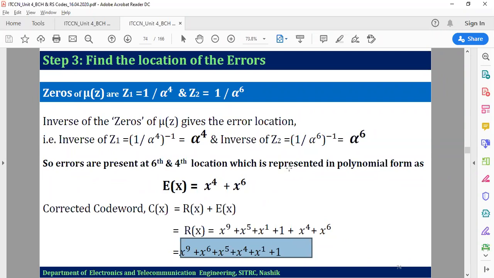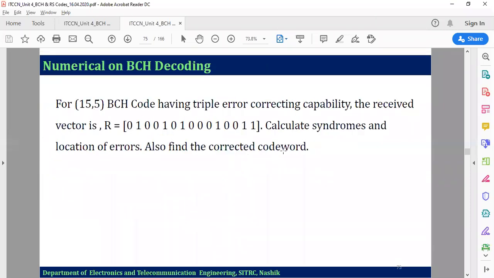Okay, I'll share this PPT after the completion of RS code. So in the next lecture we will just revise the numerical I have given today for homework, and then we'll start with the RS code in the next session. If you have any difficulty while solving these examples based on BCH encoding as well as decoding, please let me know.